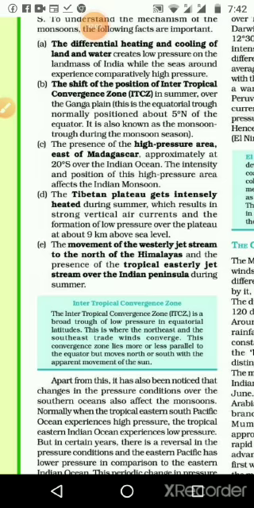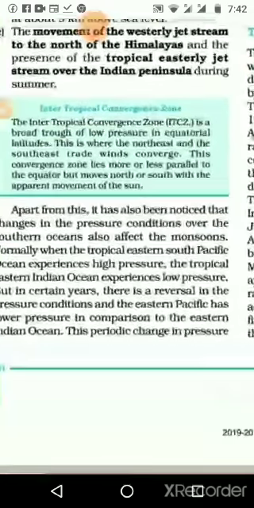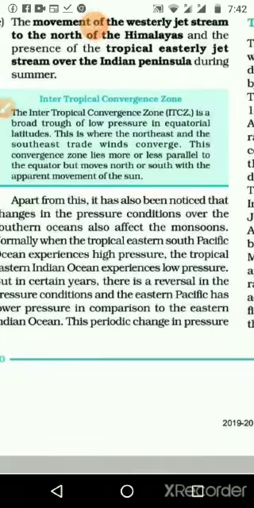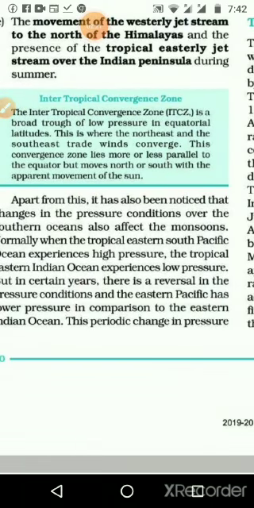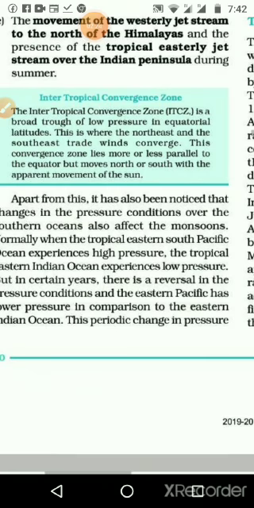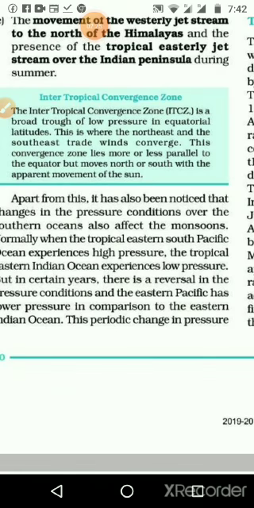Second one, the shift of the position of the intertropical convergence zone. What it is, I will explain before that. It is there in the textbook, no need to refer anywhere else. The intertropical convergence zone, in short ITCZ, is a trough of low pressure in the equatorial latitudes, where we are getting low pressure in the equatorial area.